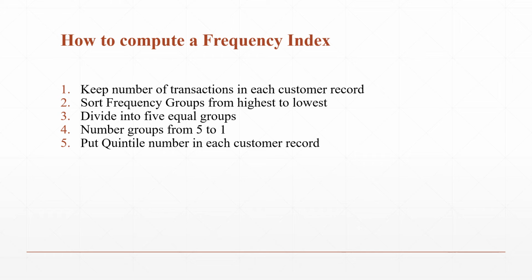Next, we need to compute the frequency index. That's the F in RFM. What you do is you keep the number of transactions in each customer record for a specified period of time. You then sort the frequency groups from the highest, that is the most frequent purchasers, to the least frequent purchasers. You then divide that into 5 equal groups, quintiles, and you assign the groups 5 to 1, with 5 being the most frequent purchasers and 1 being the least frequent purchasers. You then put that quintile number in each customer record.